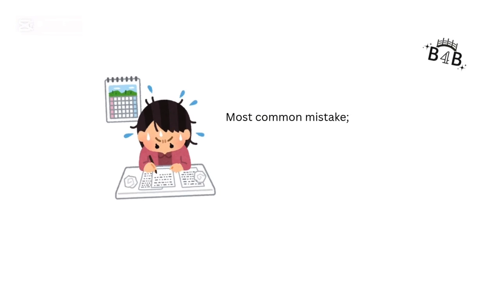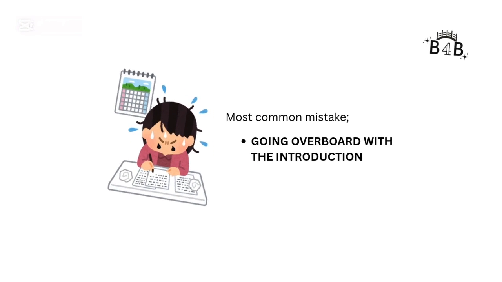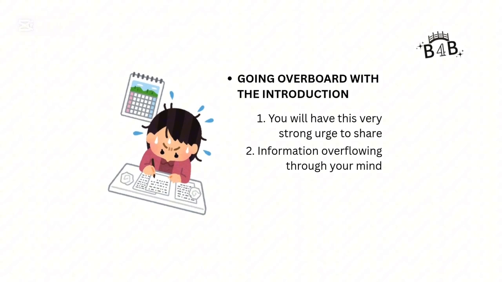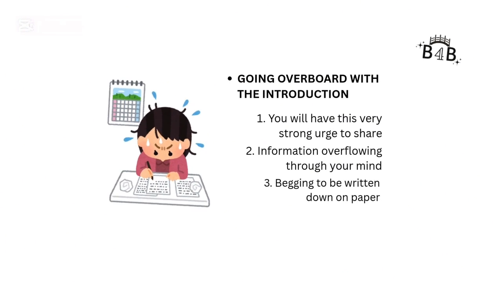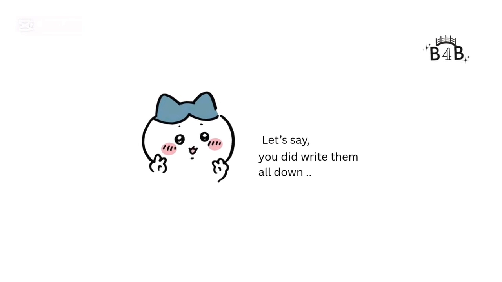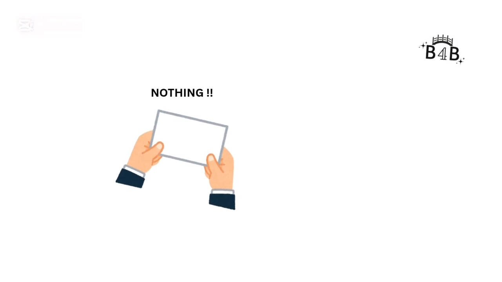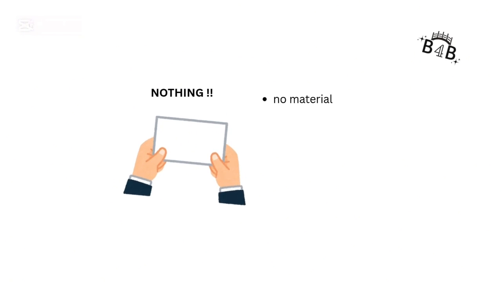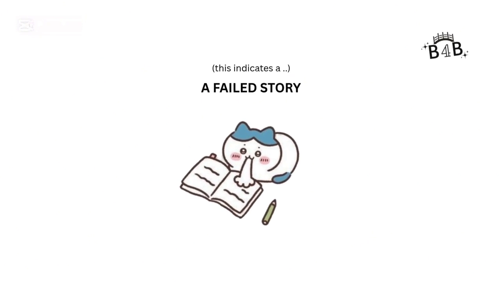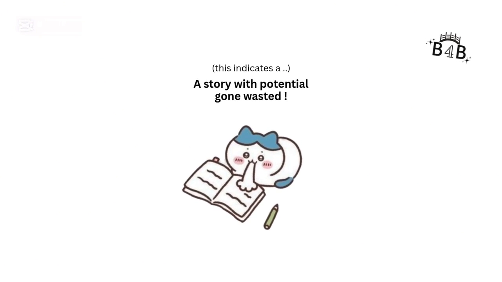The most common mistake you will make is going overboard with the introduction. You will have this very strong arc to share, with information overflowing in your mind, likely to be written out on paper. And let's just say you did write them all down. Now what? You have nothing to continue with your story. No material, no plot development, no improvement. This indicates a failed story, a story with potential going wasted.